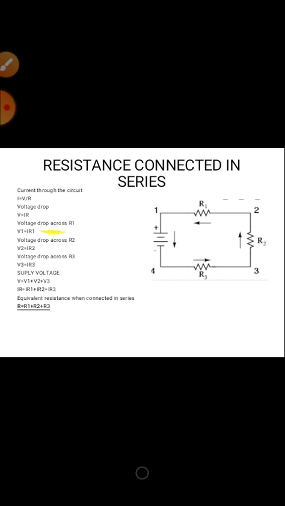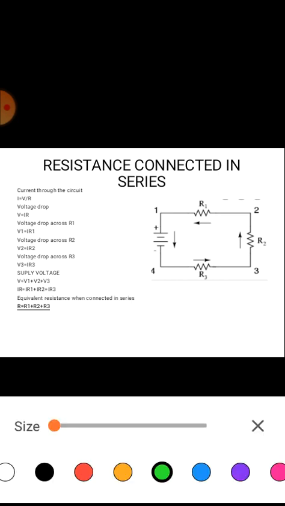Substitute these three equations in the main equation and get the value of the equivalent resistance. It is given as R equal to R1 plus R2 plus R3, which is used to calculate the equivalent resistance when three resistances are given. If there are n number of resistances, then plus R and so on till Rn.